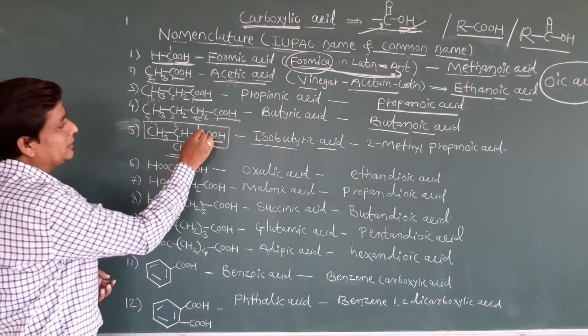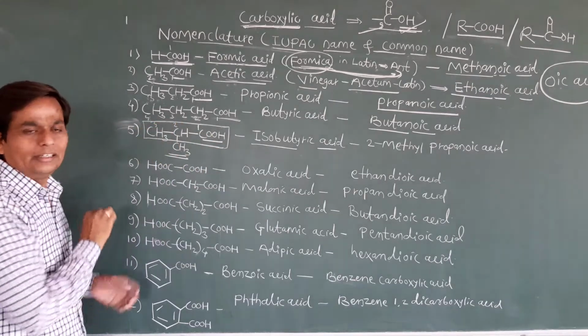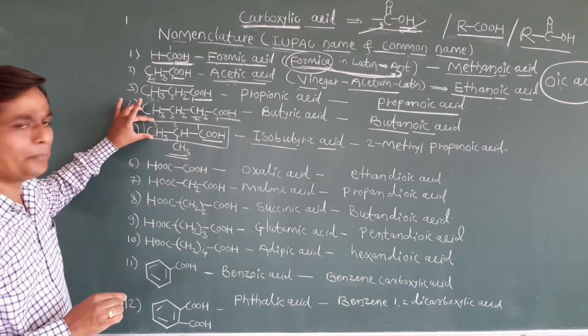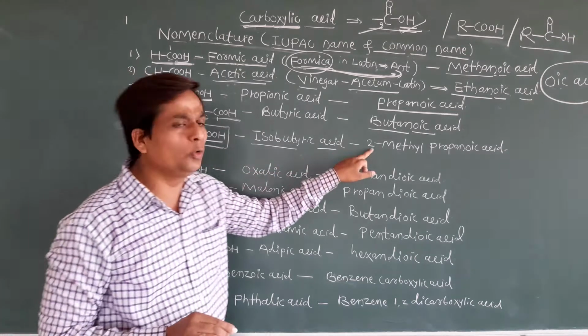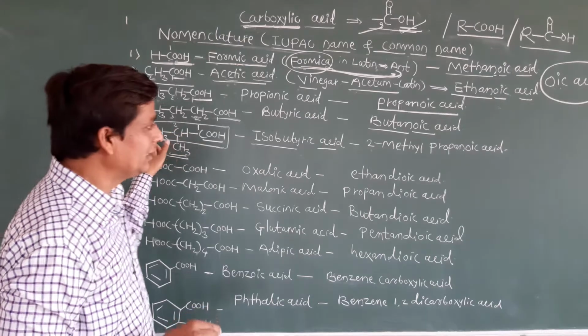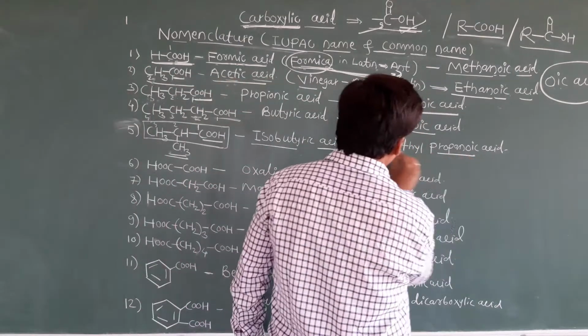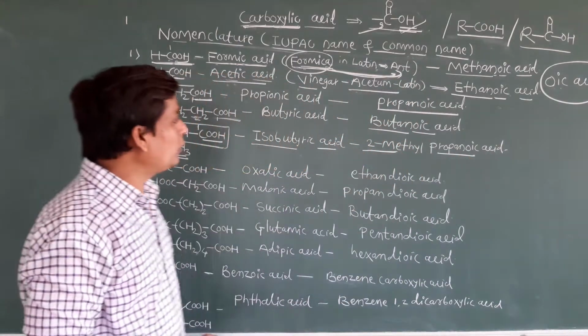Now clear? So this is the first carbon, this is the second, this is the third. It is your parent chain. In that parent chain, the second carbon contains a methyl group, so we write 2-methyl, and total carbon 3 means propanoic acid. Now clear? 2-methyl propanoic acid.